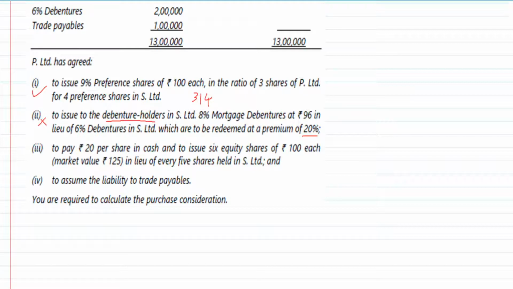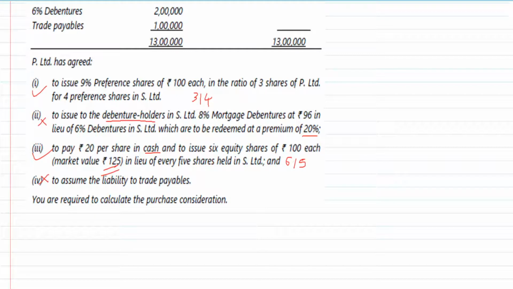In 3, they are saying to pay rupees 20 per share in cash and to issue 6 equity shares of rupees 100 each in lieu for every 5 shares. So the share exchange ratio this time is 6 by 5. We will issue the shares at 125. This you are paying to the equity shareholders, so it will form part of the purchase consideration. To assume the liability of trade payables, it has nothing to do with purchase consideration.